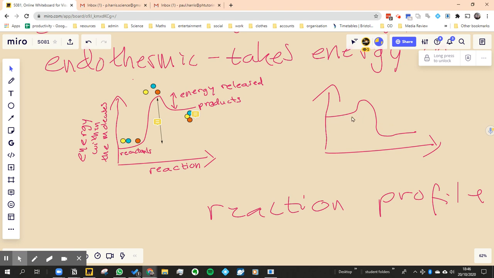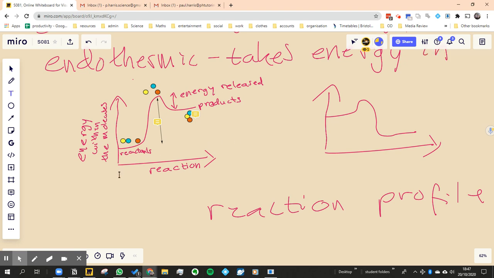Whereas on the right, the amount I'm putting in is just a little bit, but I'm getting a lot more out. So afterwards, the energy that's given out is going to be more than what I put in. So overall, this is going to take energy in. This is going to give energy out. So this one is endothermic, and this one is exothermic.